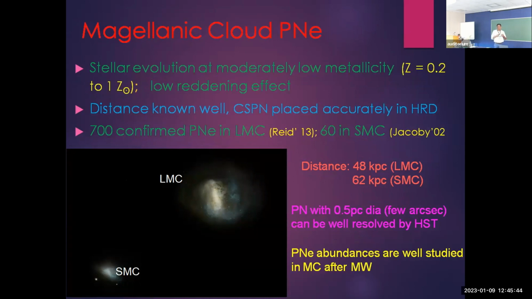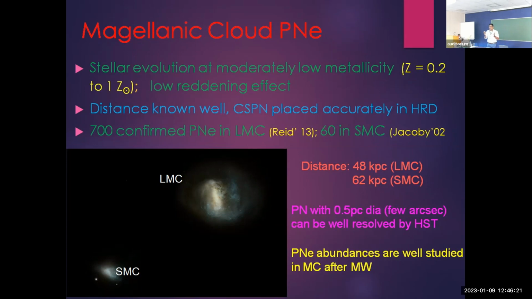So these are the points which have made us understand the planetary nebulae in these two clouds, the Large Magellanic Cloud and the Small Magellanic Cloud, better than any other galaxy. That's how we also understand the evolution of these objects at moderately low metallicity, from say 0.2 to 1 solar metallicity. And we know the distance quite accurately, so the central stars can be accurately placed in the HR diagram.